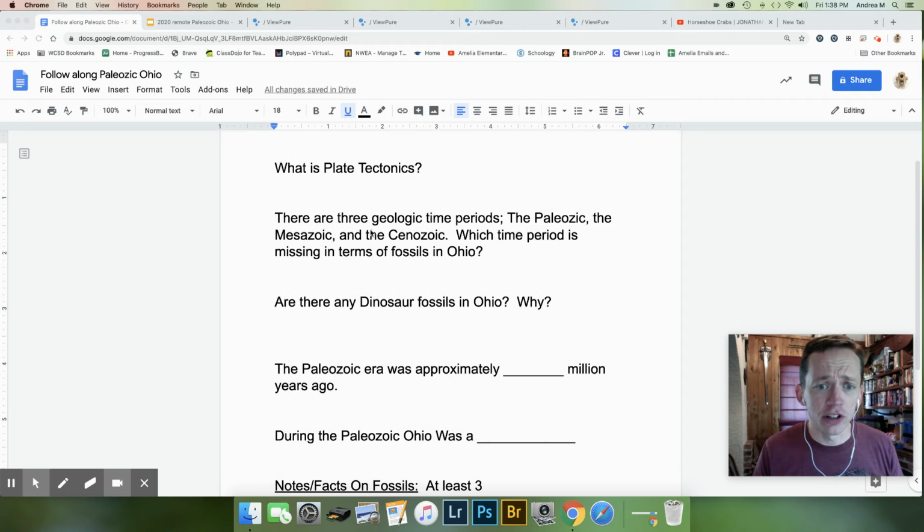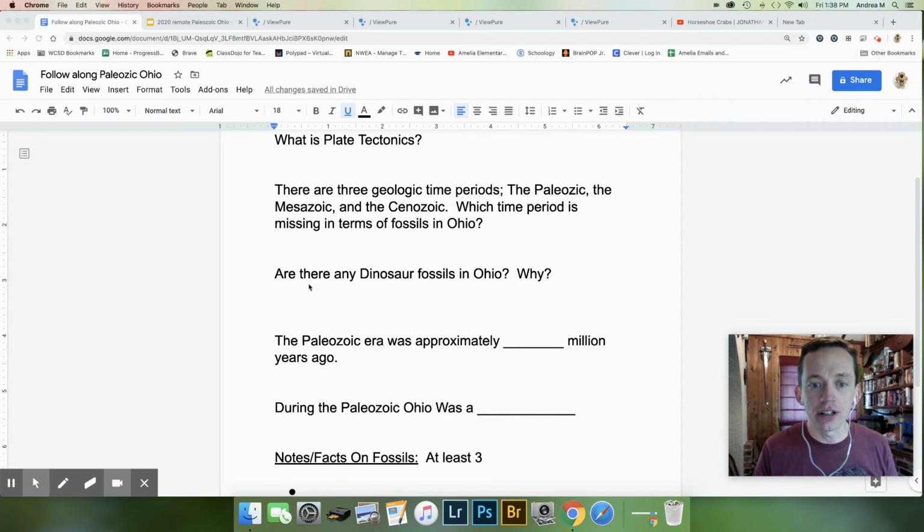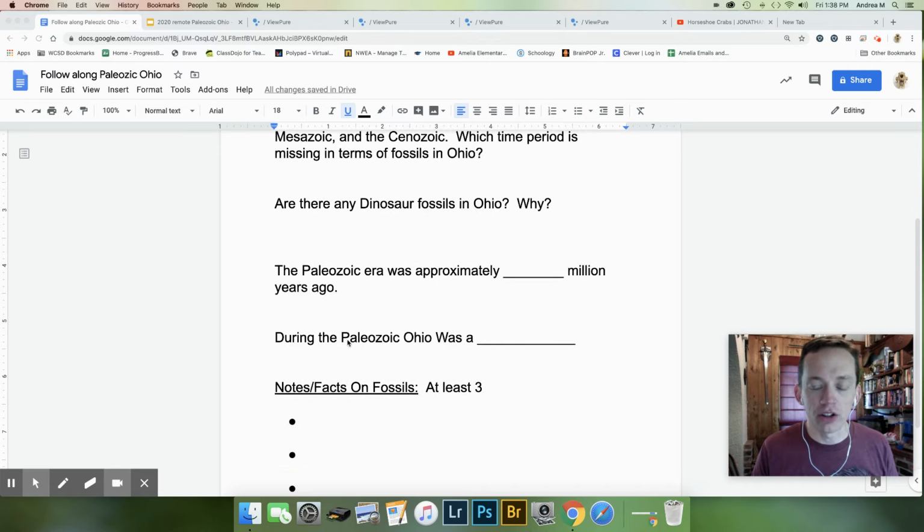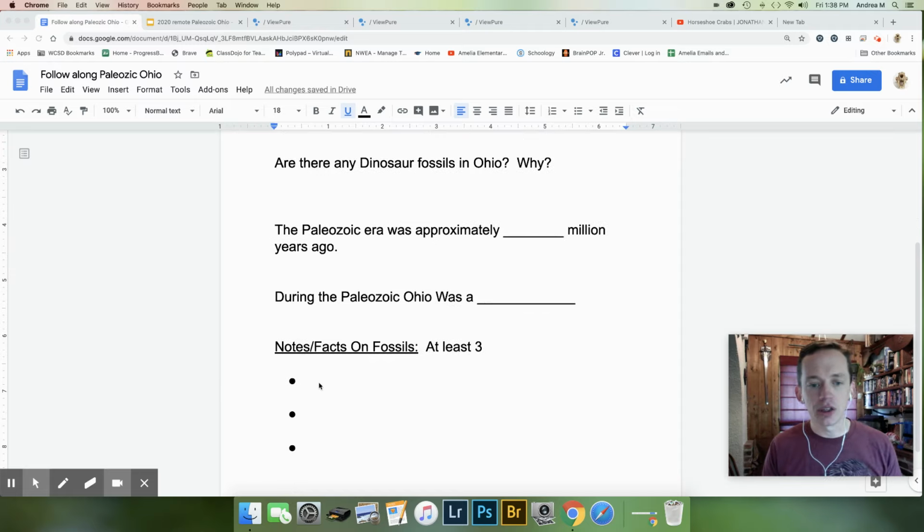This next question here says there are three geologic time periods, the Paleozoic, the Mesozoic, and the Cenozoic. Which time period is missing in terms of fossils in Ohio? I'm going to go over that. Are there any dinosaur fossils in Ohio and why? And the Paleozoic era was approximately how many million years ago? During the Paleozoic, Ohio was a blank, fill in the blank, and then three notes or facts about fossils.